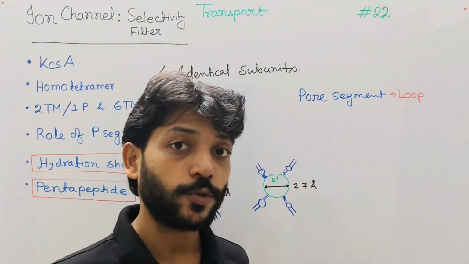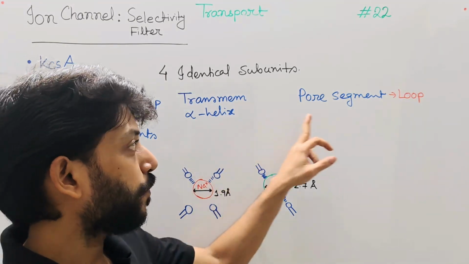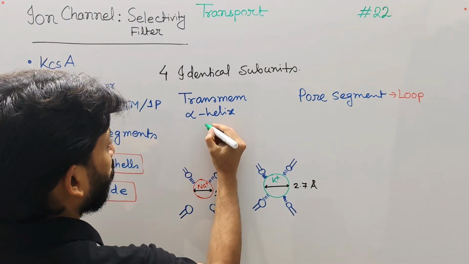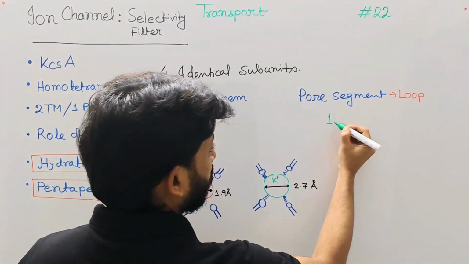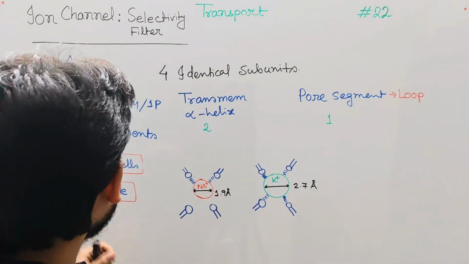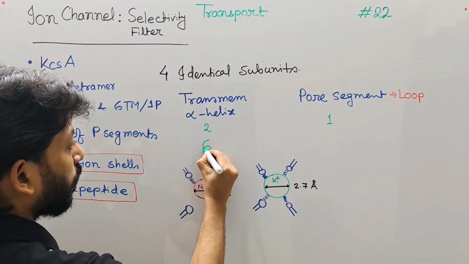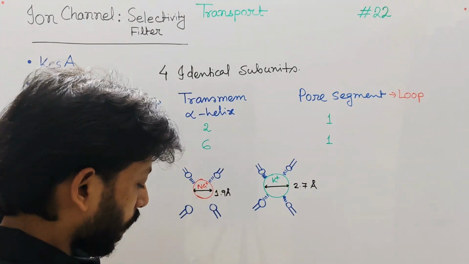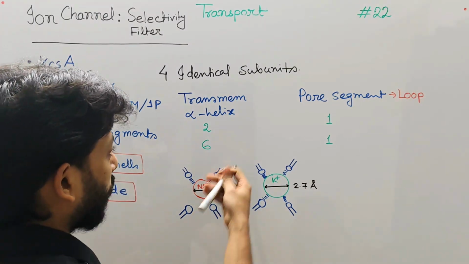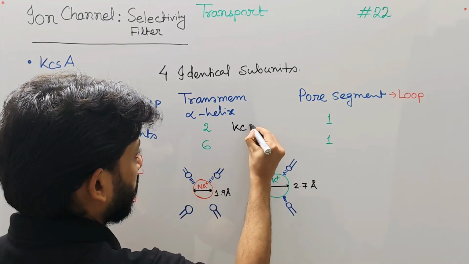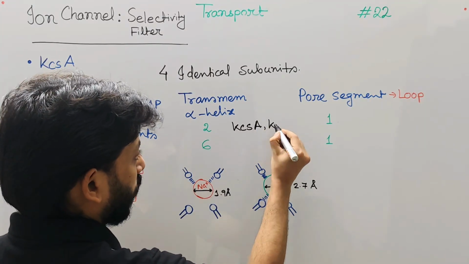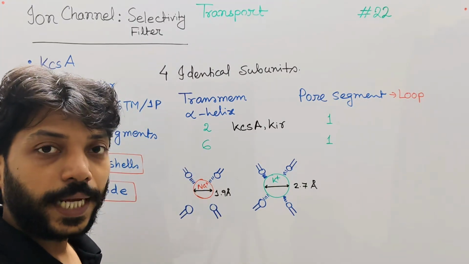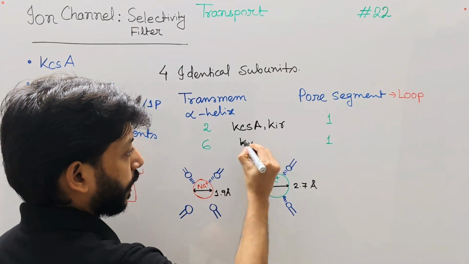Now, what is Tm? Tm means transmembrane alpha helix and P means pore segment. In case of 2Tm 1P, 2 alpha helices and 1 P segment are present in each subunit. In case of 6Tm 1P, 6 transmembrane alpha helices and 1 P segment are present. Under 2Tm 1P, examples are bacterial potassium channels like KcsA, and also the potassium inward rectifier. Under the 6Tm 1P type, there are voltage gated potassium channels.